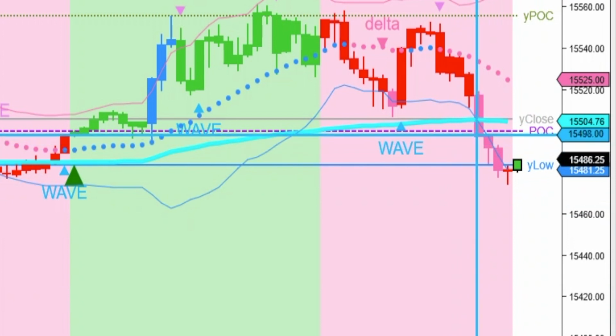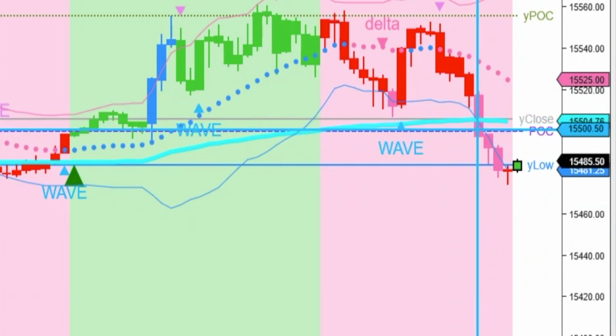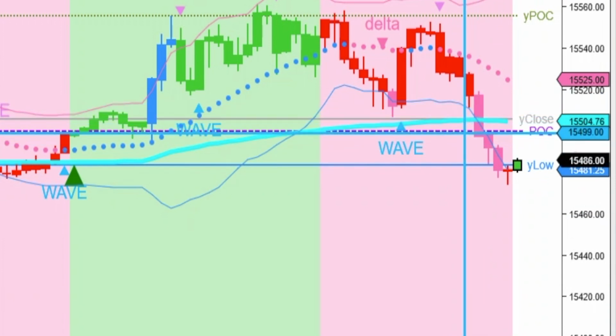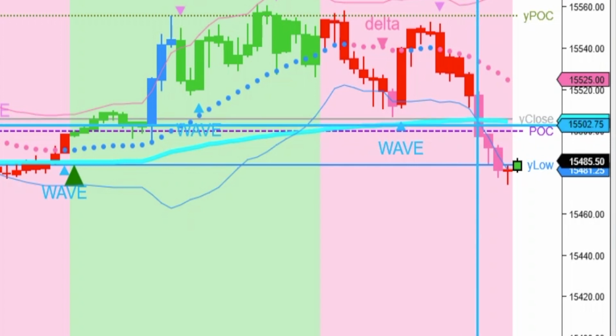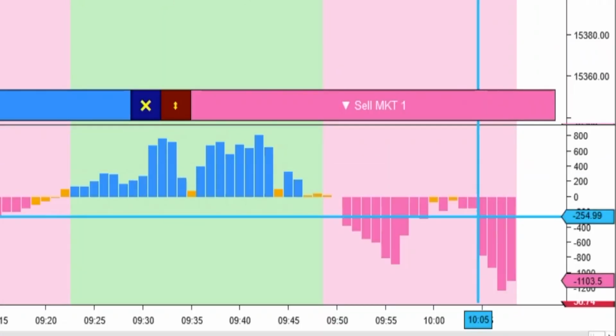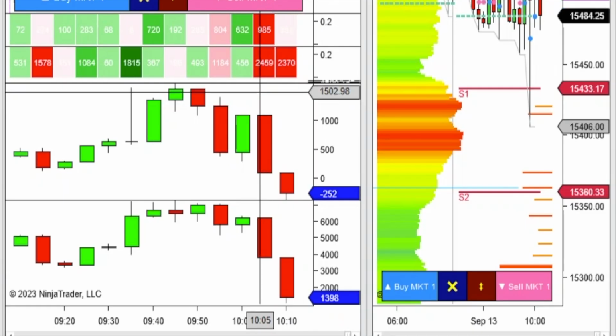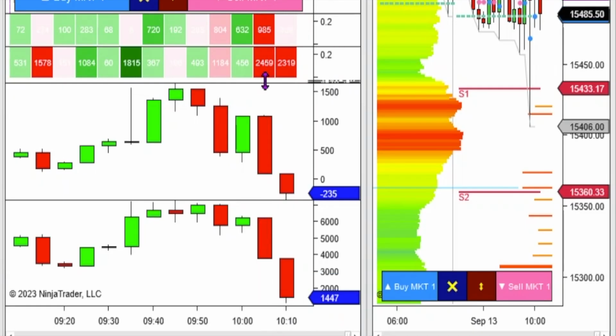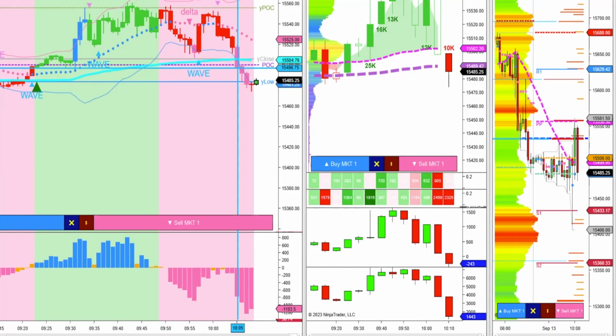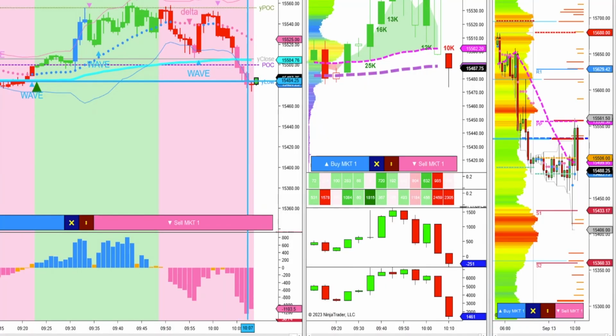Just looking at this price action, we had a nice close below the current point of control, close below VWAP, cumulative delta on the 1 minute's coming in hot, all this negative delta on the 5 minute, that would have been a great trade, down to yesterday's low, 14 points or so.